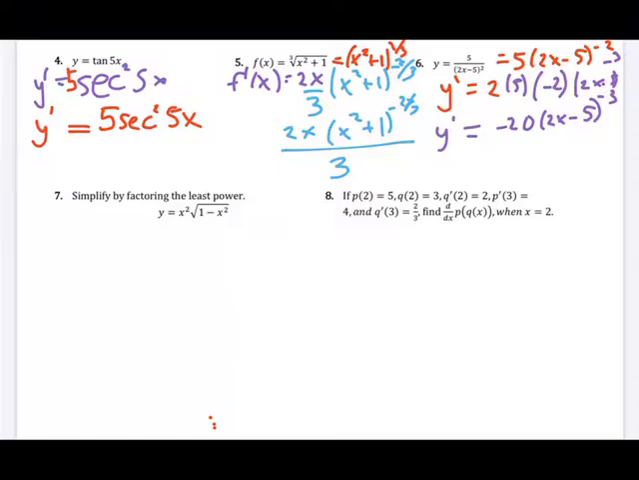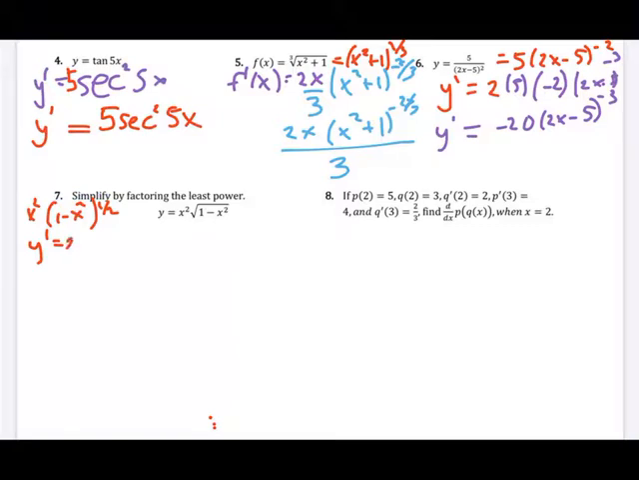Number 7, simplify by factoring the least power. And what I mean by that is after you find the derivative, because that's the direction for all the problems in here, you're going to factor out using the least power to simplify as much as possible. So I'm going to rewrite this problem first. Then I'm going to find y prime. Here we're going to use the product rule and the chain rule. So I'm going to deal with both of those things.